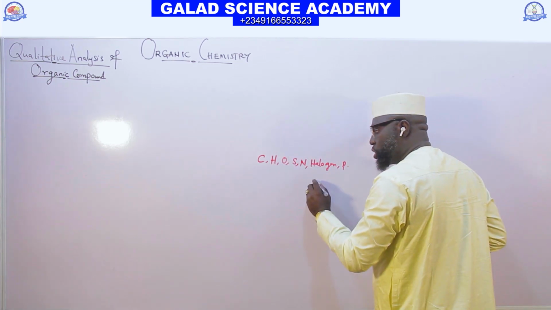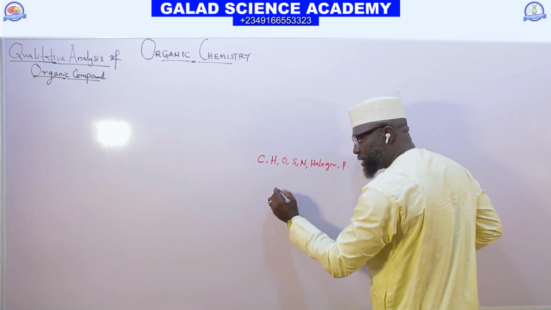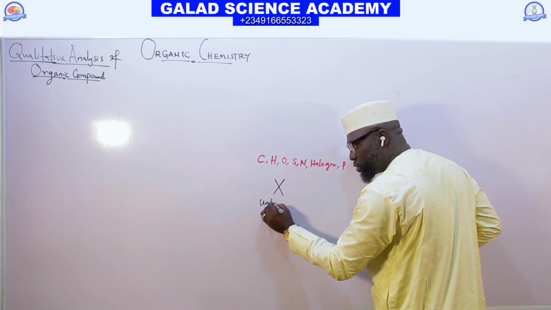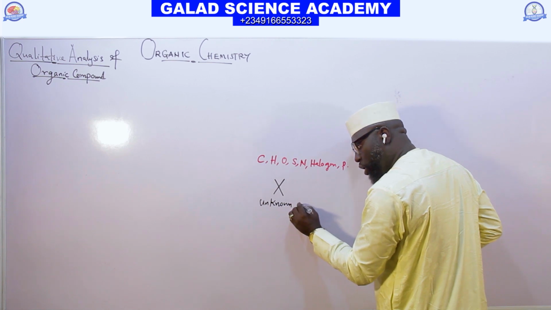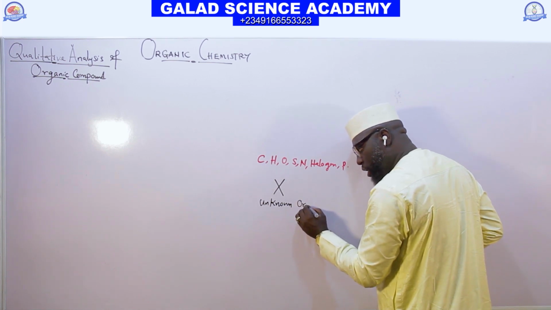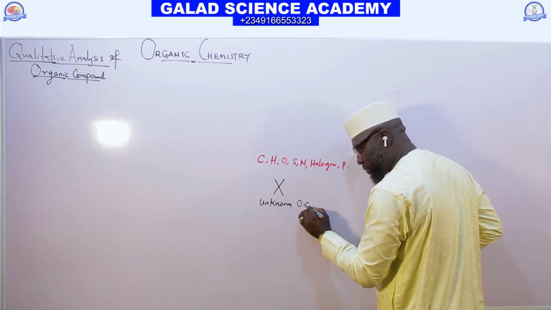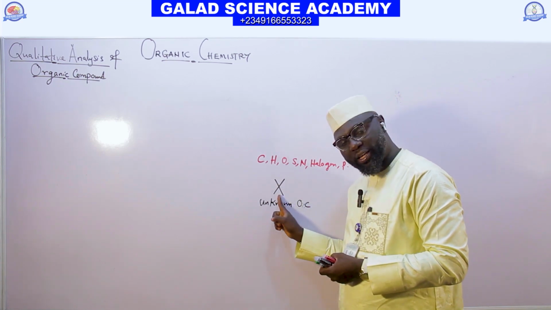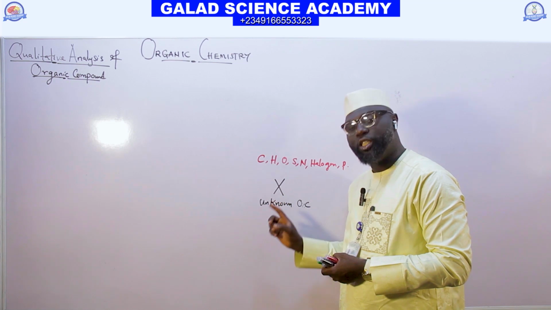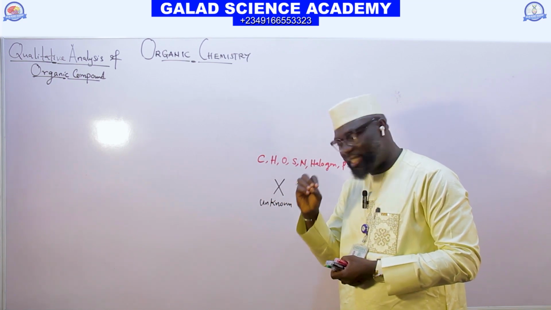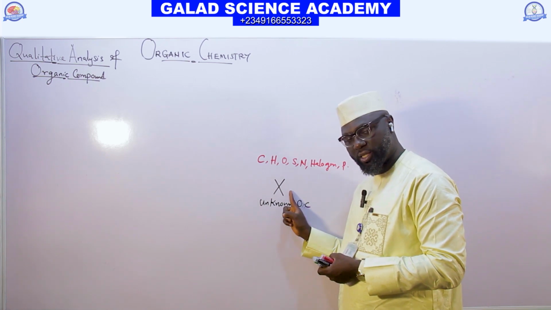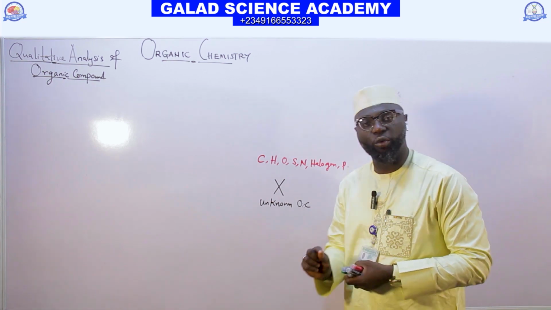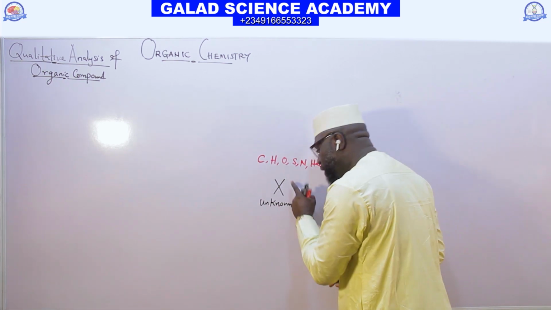So assume we are given an unknown salt or compound, which is called X. If they call this X an unknown organic compound, we are now asked to identify the composition, the elements that are present in this X, and state the functional group of this unknown organic compound.